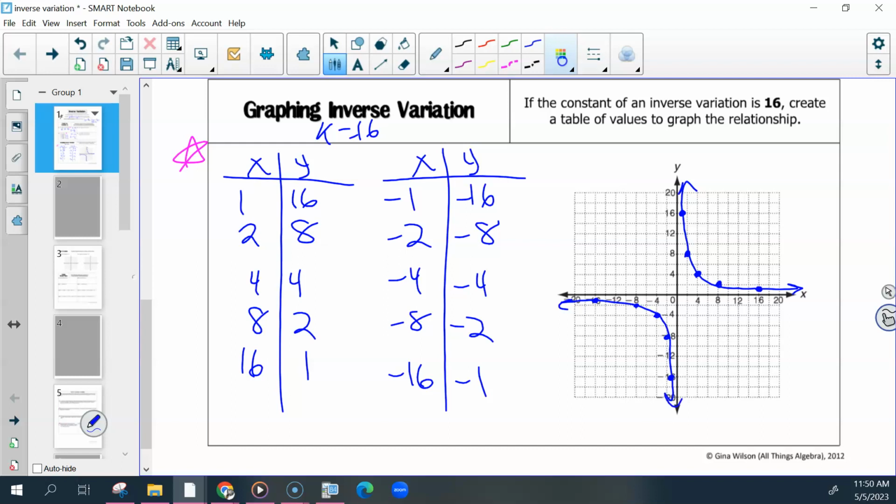So as long as you know that an inverse function looks like this, that's all you really need. Questions on how we got that graph? Once you're finished graphing it, go on to the next page.